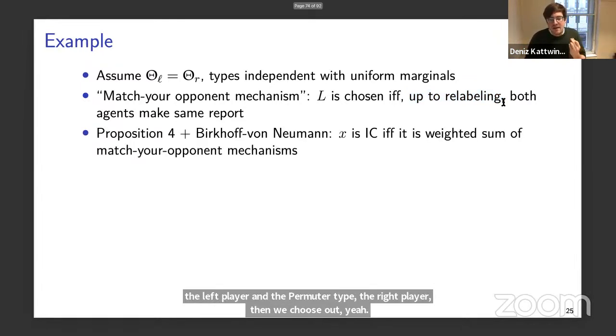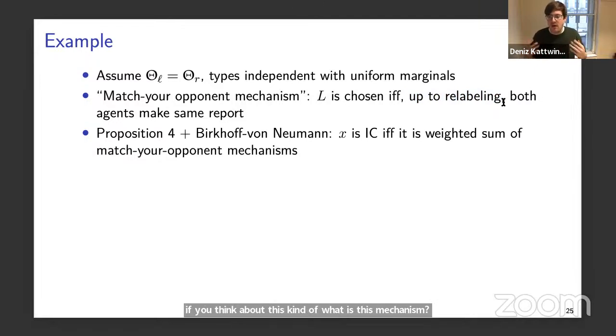These mechanisms are exactly the extreme points of this polytope. This is what Birkhoff von Neumann gives us. So we know that we can express every IC mechanism as a weighted sum of these, which corresponds to the permutation matrices. So we can express every mechanism as a weighted sum of these match your opponent mechanisms. This gives you an idea of how we can elicit information in this setup.